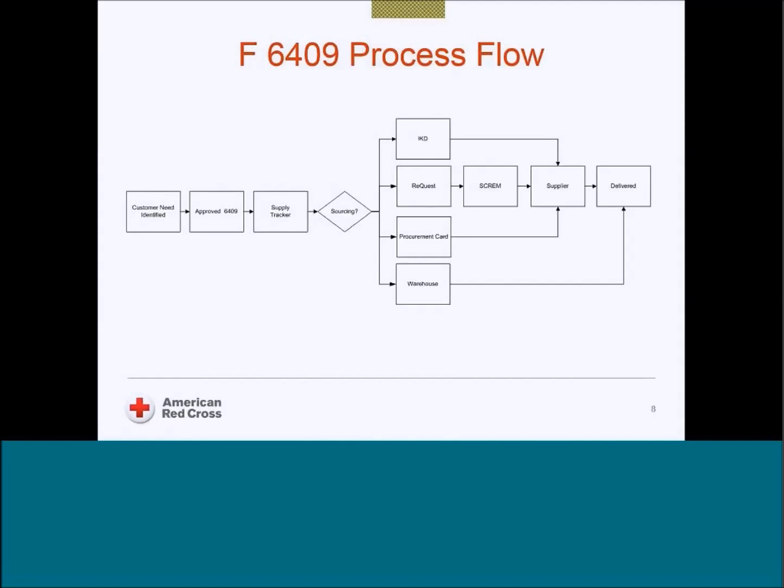Here's the 6409 process flow. It may be a little bit difficult to read, but what happens to that 6409 after you've created it? Well, it all starts over here with the customer need. So it starts off with the customer identifying a need, and after they say, well, I need something, or I need a service, or I need a supply, they're going to prepare a 6409, a requisition.